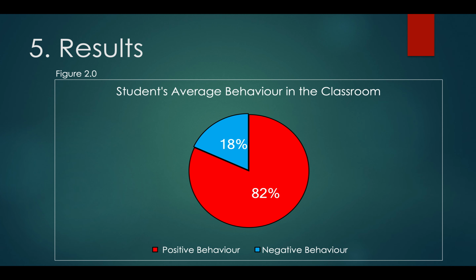So I do have some graphs to show my results from my observation notes. This pie graph shows the average behavior in the classroom. I combined the morning and the afternoon data together just to show an overview. You can see that most of the behavior was positive, 82% of the time. Most of the negative behavior happened in the afternoon, so that's why the number seems so large. The negative behavior was 18% of the time, so it's not too bad.